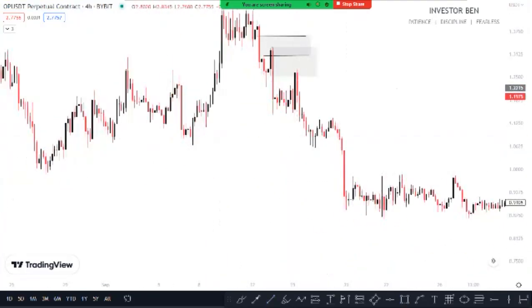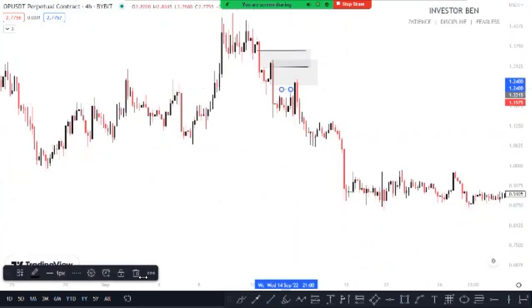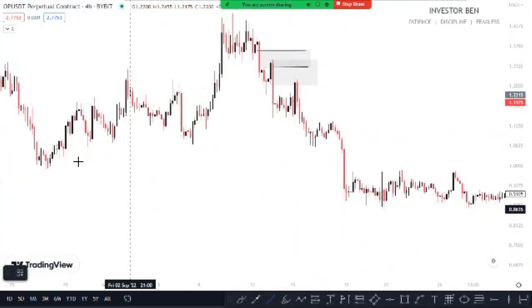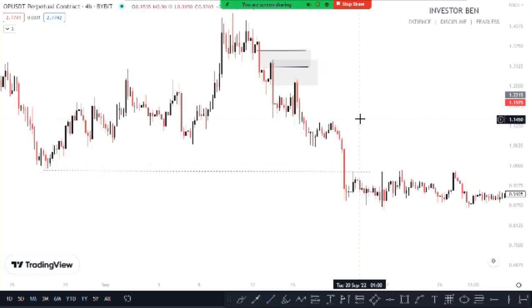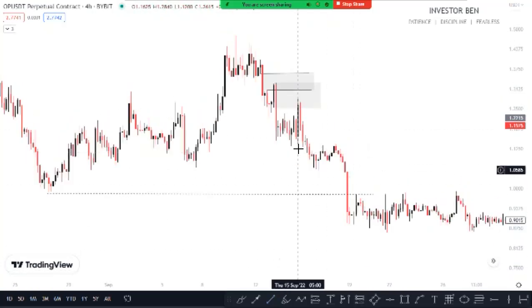A high probability order block to sell from, right? To sell from. And you can target this low as your TP. You target this low as your TP. Recall you mustn't have 1:9.